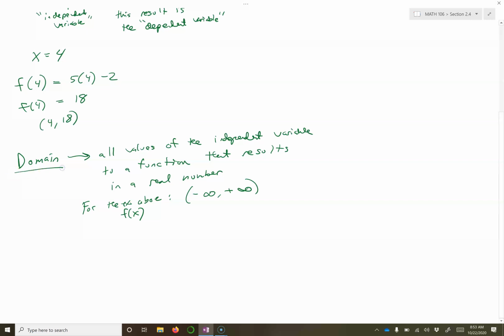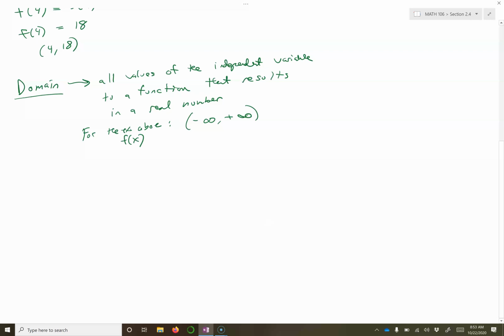Now there's another description for a function that I don't think we've talked about yet. It's called range. There's domain and range. So this is the set of all outputs of a function based on the domain.